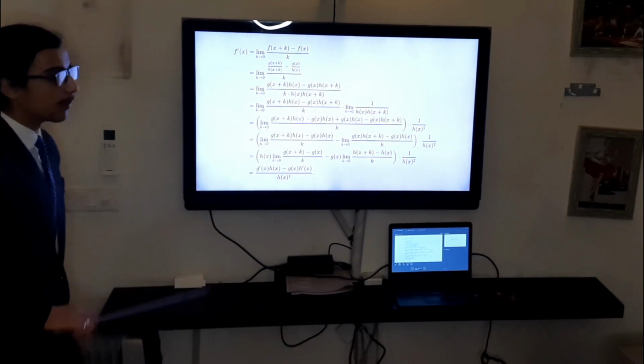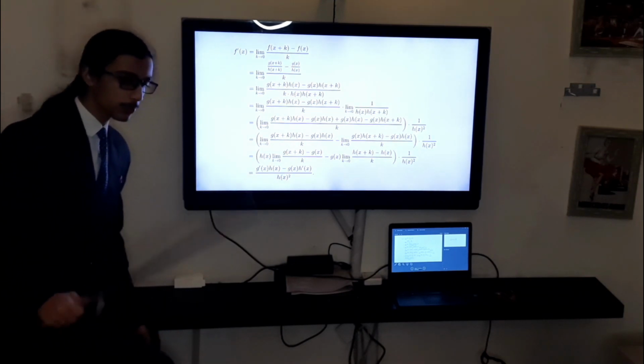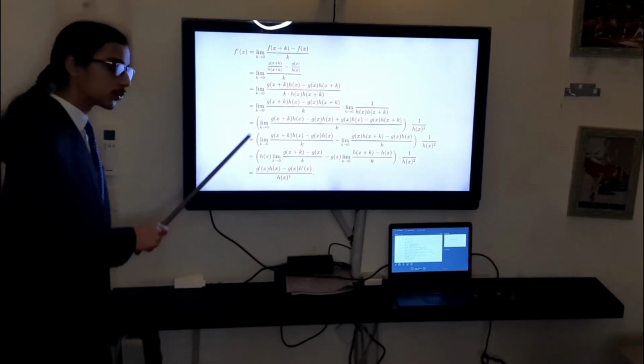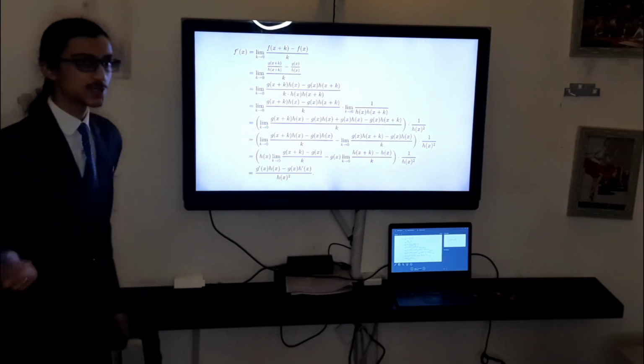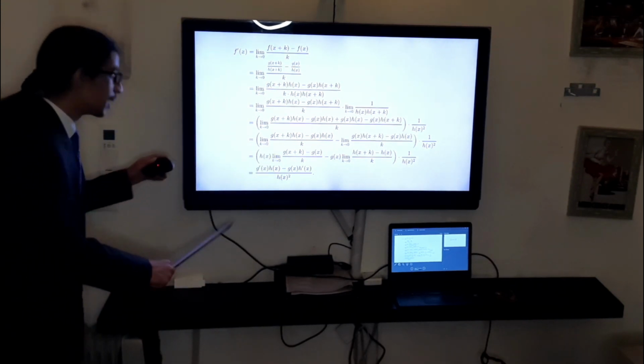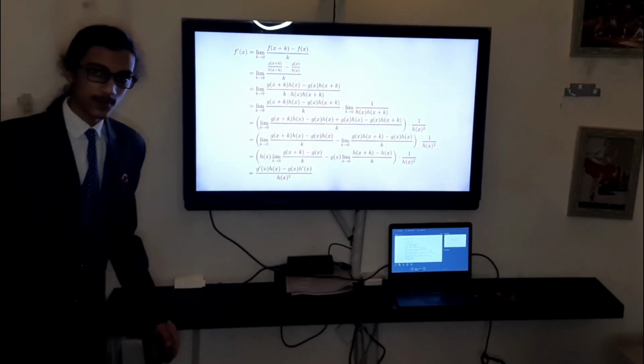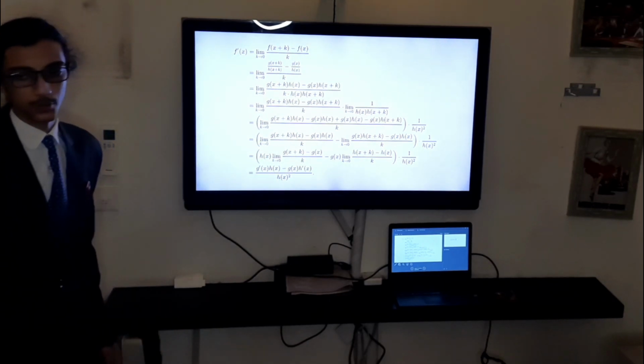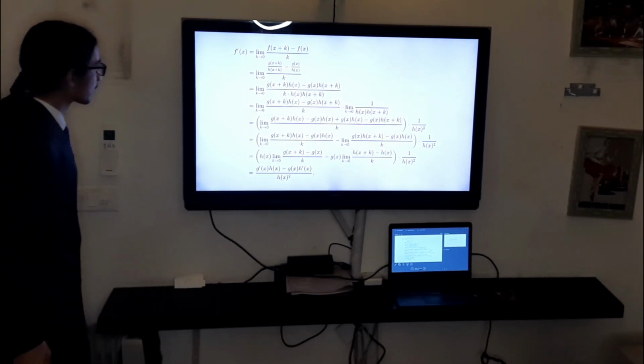I'm not going to go through it, but it's in fact easier to prove the quotient rule using the product rule and the rule we're about to cover next, the chain rule. So I would not recommend using this. Instead, prove the product rule and then use the chain rule to prove the quotient rule. You'll see what I'm talking about in a moment.